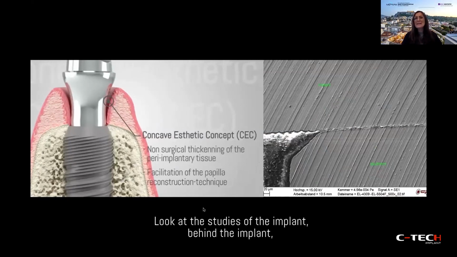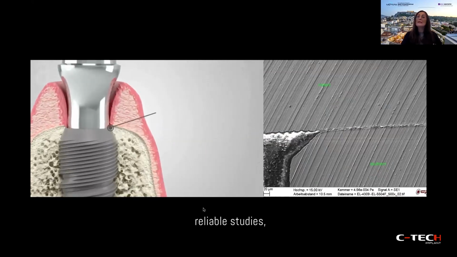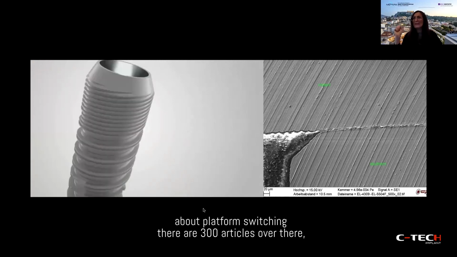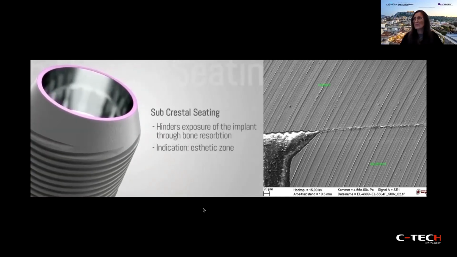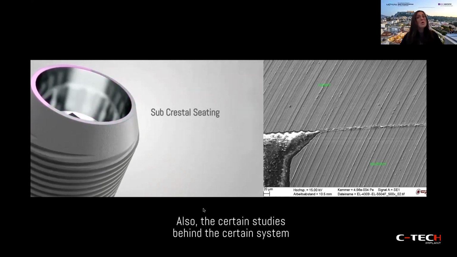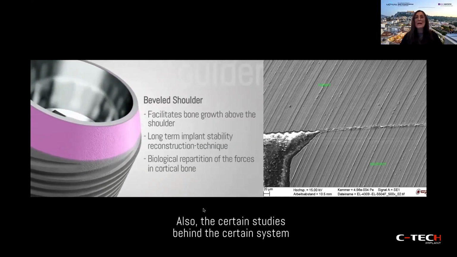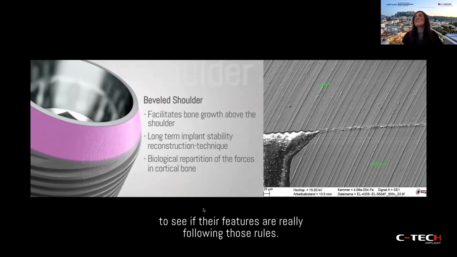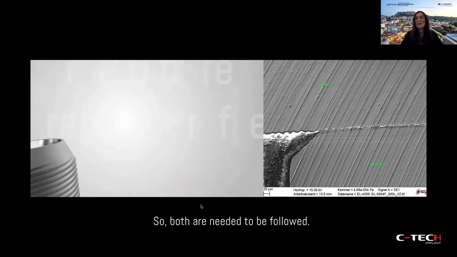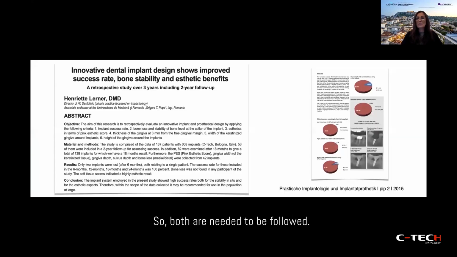Look at the studies behind the implant, reliable studies. Also the studies which show general features, because for example about platform switching there are 300 articles out there, so of course you take something for platform switching. Also look at the certain studies behind a certain system to see if their features are really following those rules. So both need to be followed.